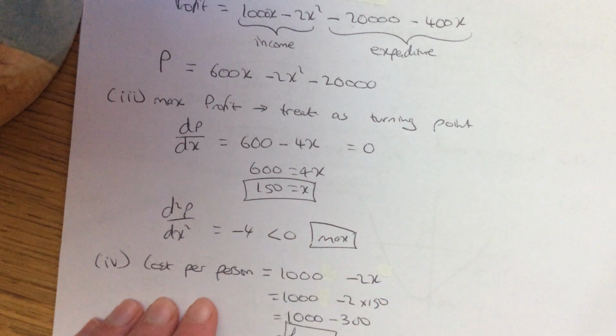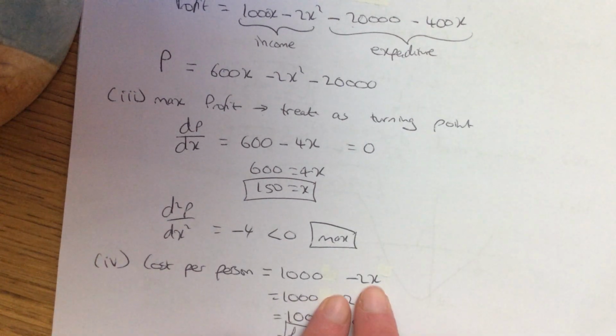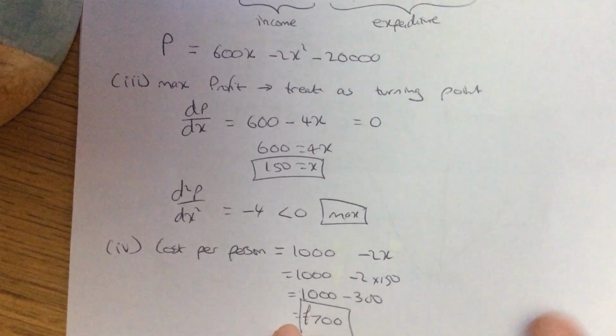So you've got your x, and then the next bit of the question, find the cost per person. So the cost per person was 1,000 minus 2x. So x is 150, and you just work that out to get 700.